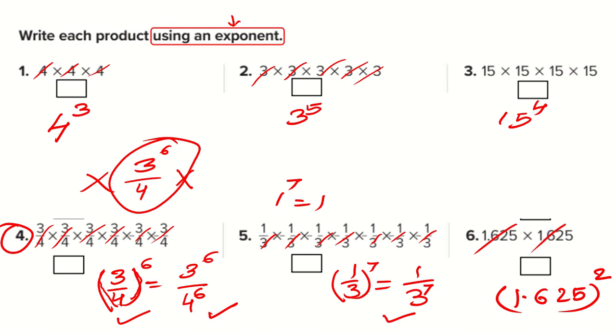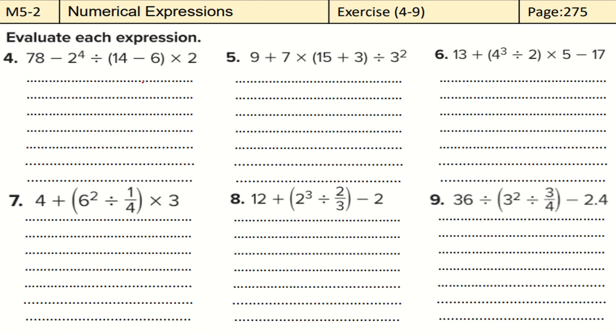Now next is: evaluate each expression. I think I have discussed this question many times, so just apply the BODMAS rule or PEMDAS rule here. So 78 minus 2 to the power 4. 2 to the power 4 means 2 multiply 2 multiply 2 multiply 2: 2 times 2 is 4, 4 times 2 is 8, 8 times 2 is 16, divided by, in the bracket, 14 minus 6 which is 8, times 2.